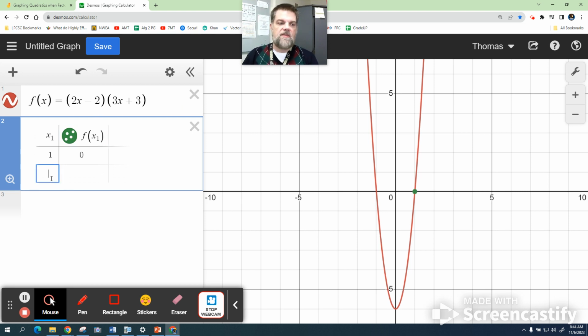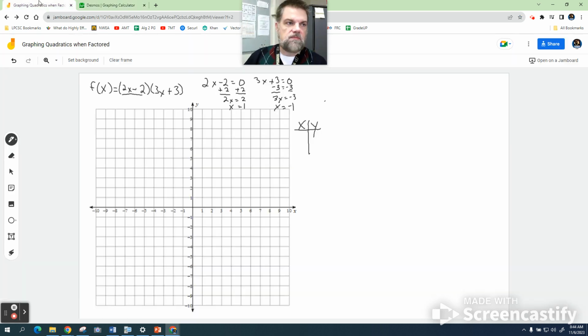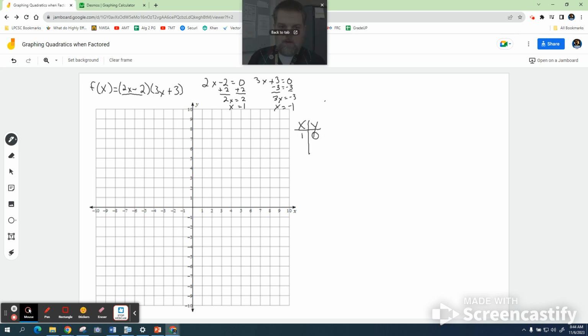Okay. So I'm going to put in negative 1 and 1, and look. They both equal 0. So let's go back and write that down. Now remember, when x equals 1, y equals 0. And let's plot that point. When x equals 1, y equals 0. So we'll say 1, 0. Okay? And then also, we should probably make some notation here. F of 1 equals 0, okay?